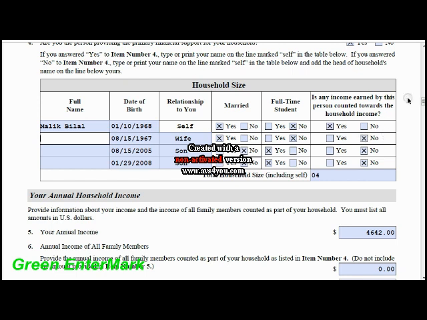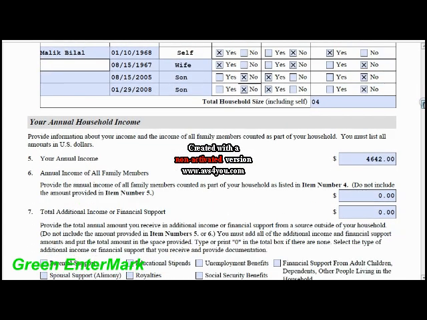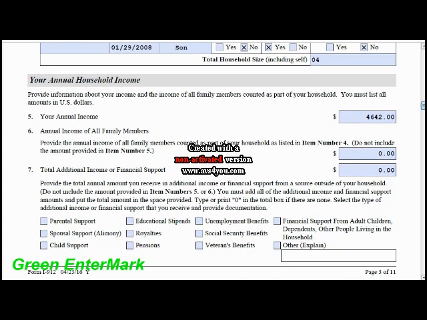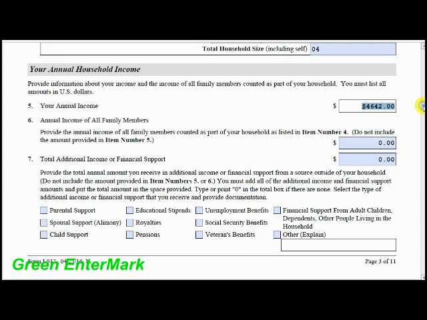Then in part 5, bullet point 5, you have to mention the total annual income, including any benefits or income of these persons, all family members' income, and total additional financial support. So simple. If they are earning, you have to mention it here. Your earnings, you also have to mention here.